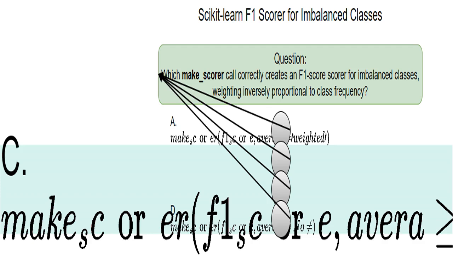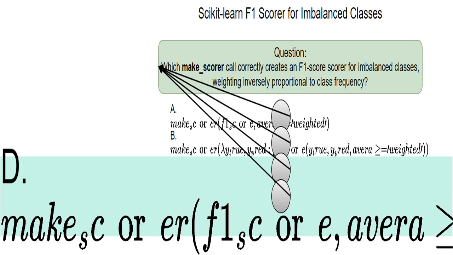This one uses binary average in the function. I find this incorrect because binary is only for problems with two classes. We're dealing with a scenario that might have multiple classes, so I need a weighted average to handle the imbalance correctly. I think this option is also wrong because setting average to none returns a separate F1 score for each class, not a single, combined score reflecting the performance across all classes. I need a single number summarizing the model's performance, and this doesn't give me that.